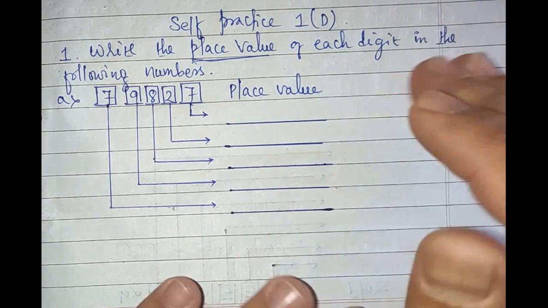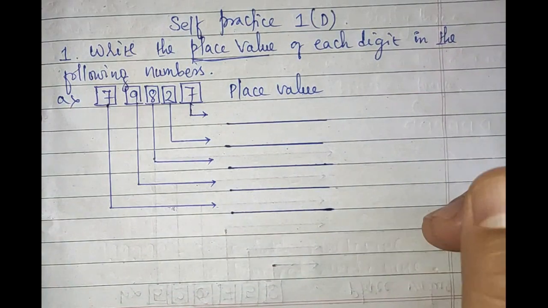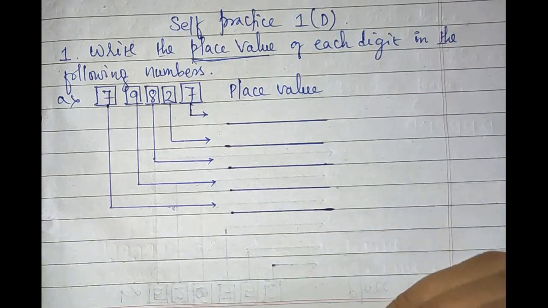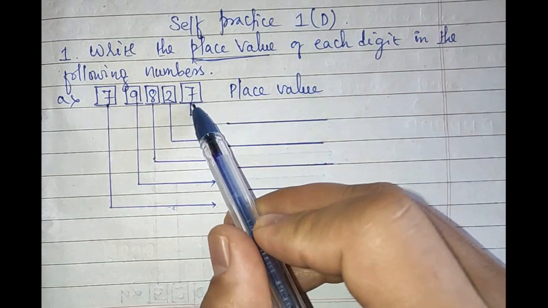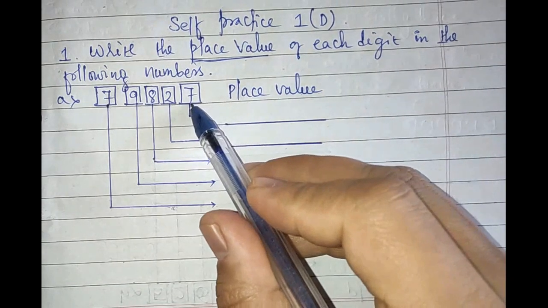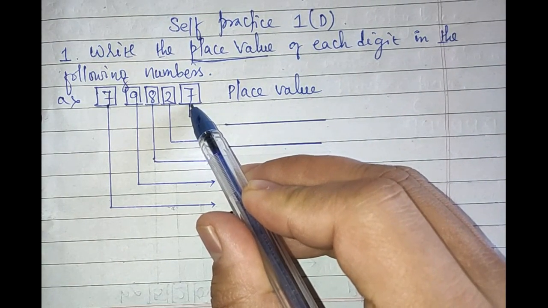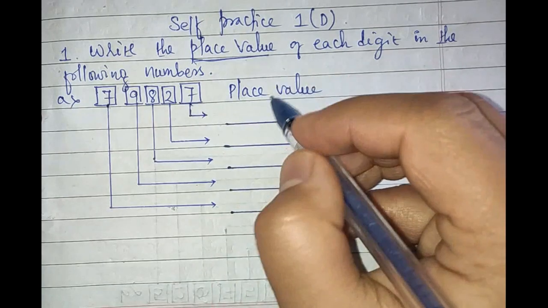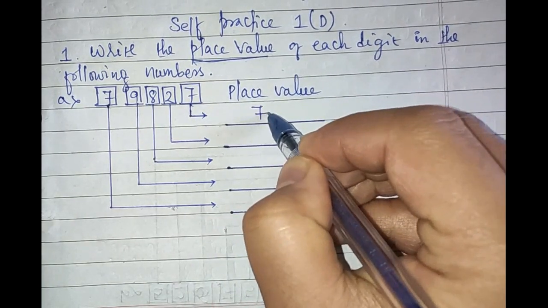So it should not be a new thing for you people. So I'll be discussing that, alright? Don't worry. Place means the position of a digit or of a value. So 7 is in which position or place? 1's place, right? So the place value of 7 is 7.